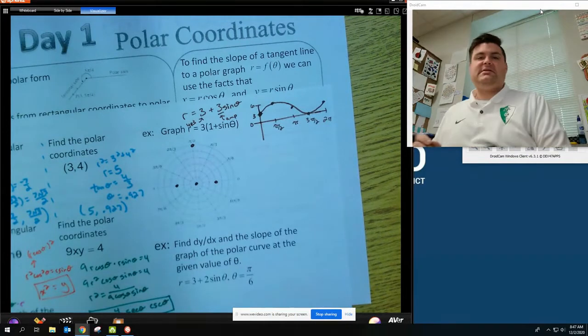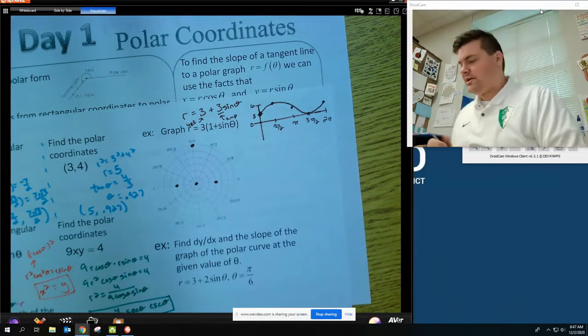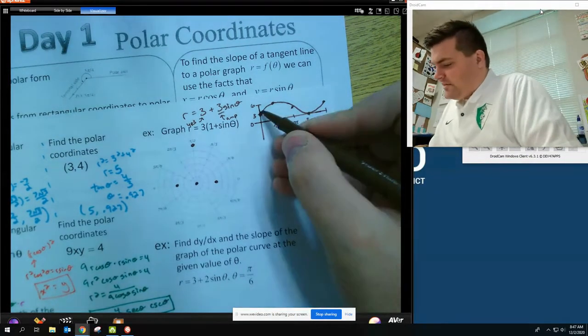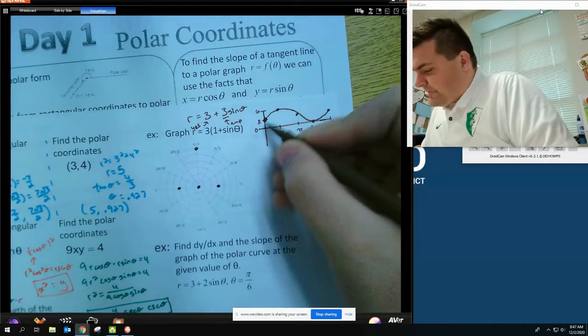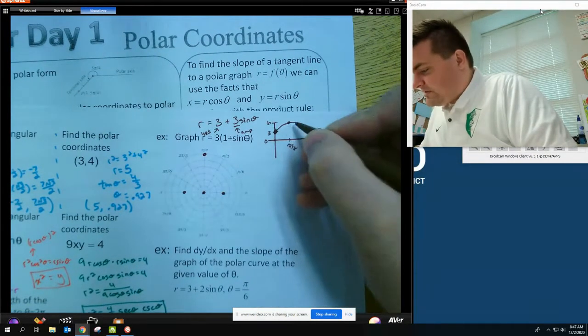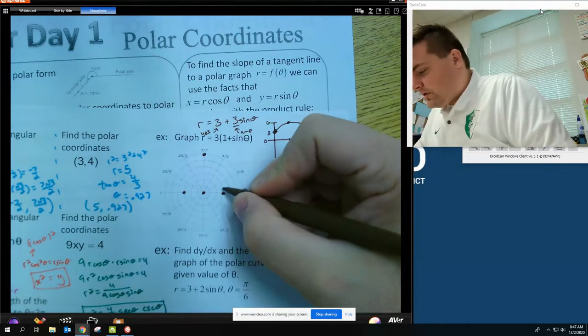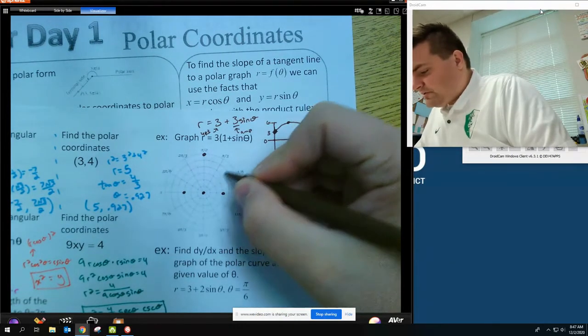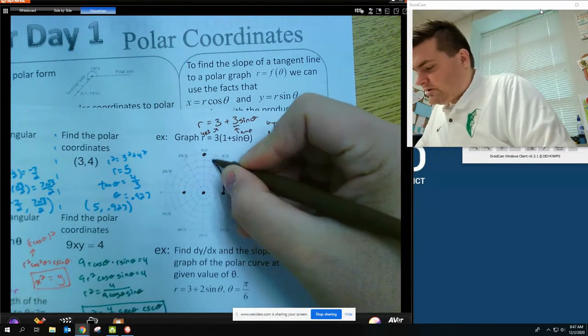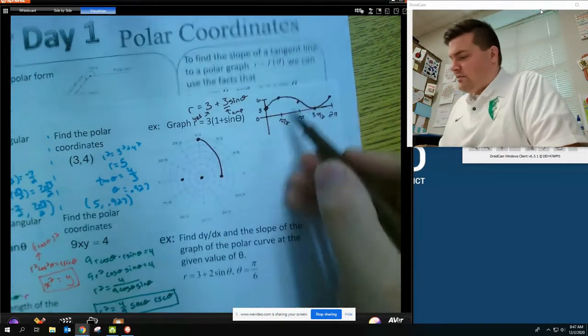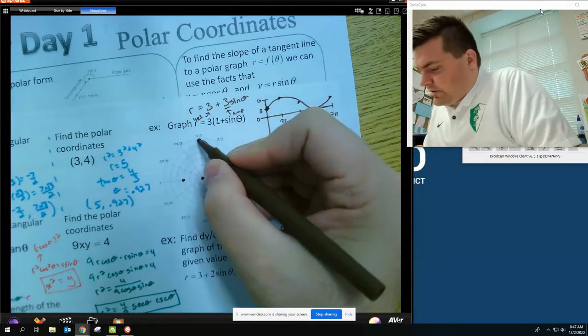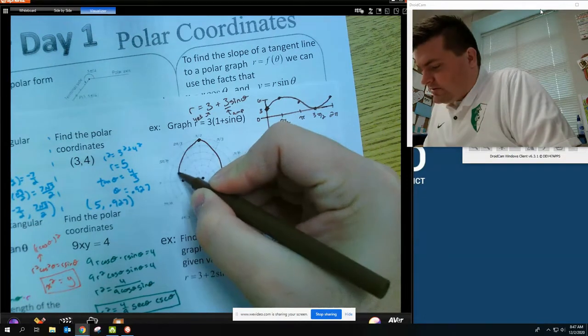Okay, so this does not make a triangle. So we're going to kind of follow this path right here. If you notice, we're staying positive and we're increasing until we get to pi over 2. So you're going to cross a couple of these radii right here. So we're increasing like that. And then here we're decreasing down to 3. So we're going to make it look like this.